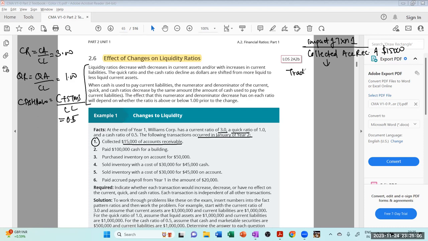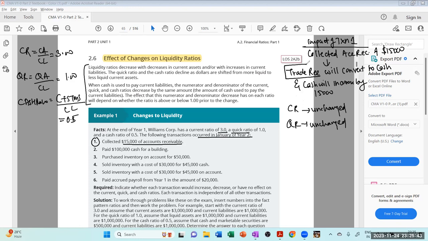Here, trade receivables will convert to cash and cash will increase by 15,000. That's the only thing. There is no impact here on current liabilities. So current ratio unchanged. Quick ratio also unchanged. Sir, why you are saying like this? My dear students, what are trade receivables? Trade receivables are a quick asset. And what is cash? Cash is also a quick asset. So your quick ratio will stay unchanged.